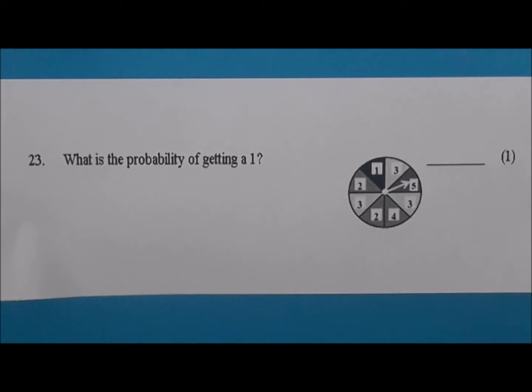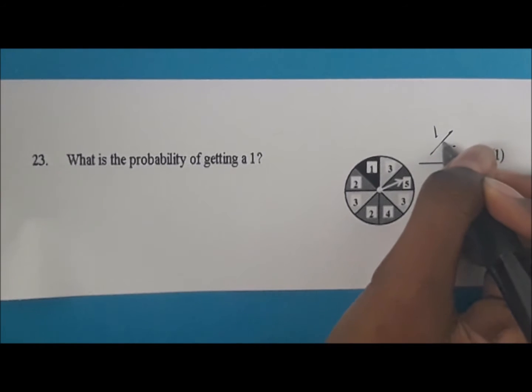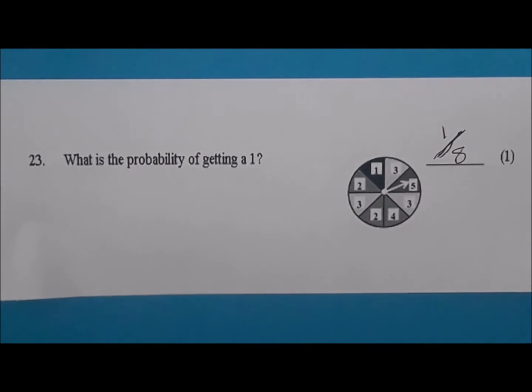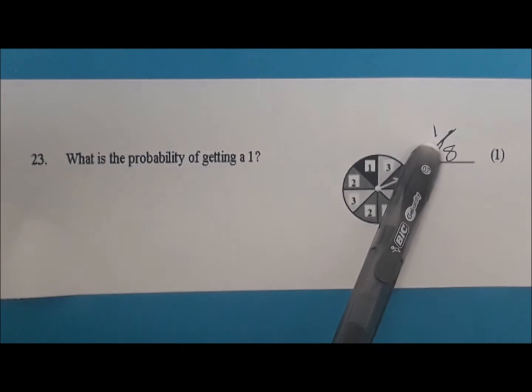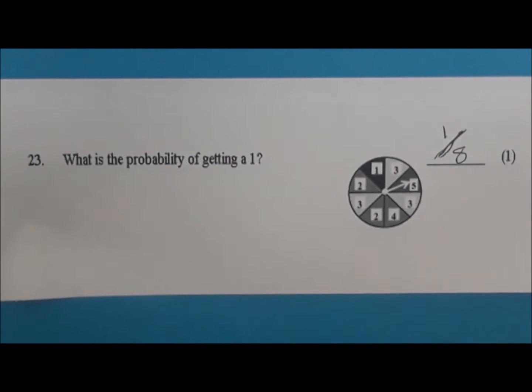Okay, Rafaela, what is the answer? 1 over 8. 1/8. Okay, so the answer is 1/8. And tell us where you get the 1 from. Since there is only 1, then the 1 becomes the numerator, and since there are 8 numbers on the wheel, then 8 is the denominator. Very good.